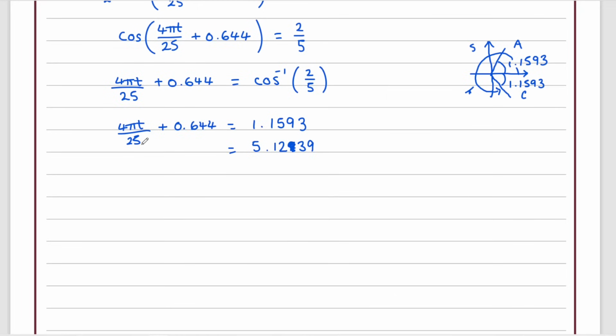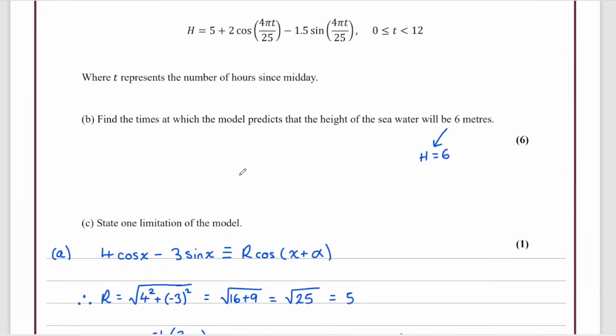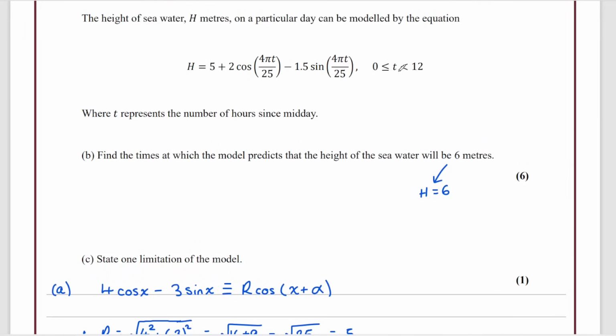But when I think about this for a moment, my next set of solutions would come by taking this, adding 2 pi radians because cosine is periodic every 2 pi radians. From there, we'd subtract 0.644, then multiply that by 25, and divide by 4 pi. This is just something that comes with experience and practice. I'm going to predict straight away that my next solution will fall outside of the domain for t, the condition we have for t. I'm predicting that this is going to be greater than 12.